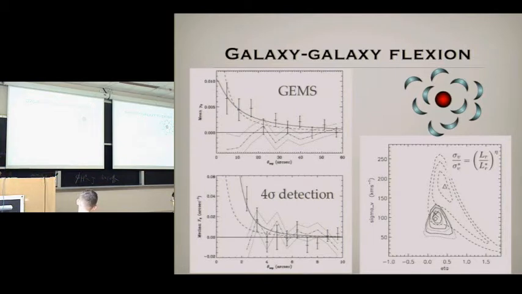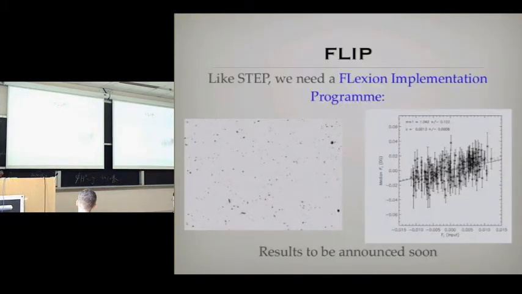Okay, so what does this tell us? Well, first of all, it may be that we're beginning to probe into a region where you really should include baryonic physics, so that may account for some of the issue. Another thing is, maybe we haven't calibrated properly. It's the story of our lives. So just like STEP, we need a flexion implementation program.